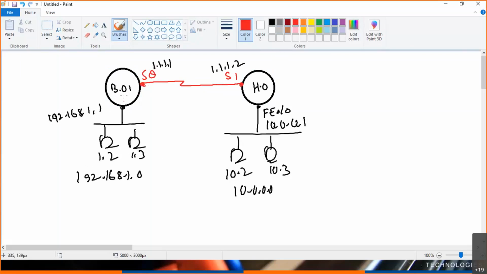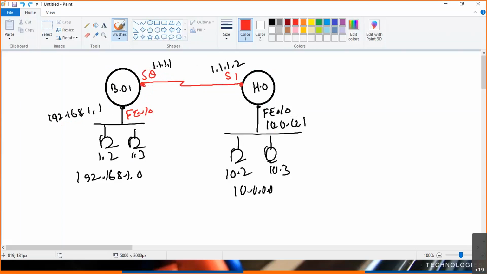Condition number 4: all interfaces of a router should be in different networks. So branch 1 has 2 interfaces, LAN and WAN. For the LAN interface, I have used 192.168.1.x, and for the WAN, 1.1.1.x. Same like head office, all interfaces should be in different networks. These are the basic conditions we have seen.